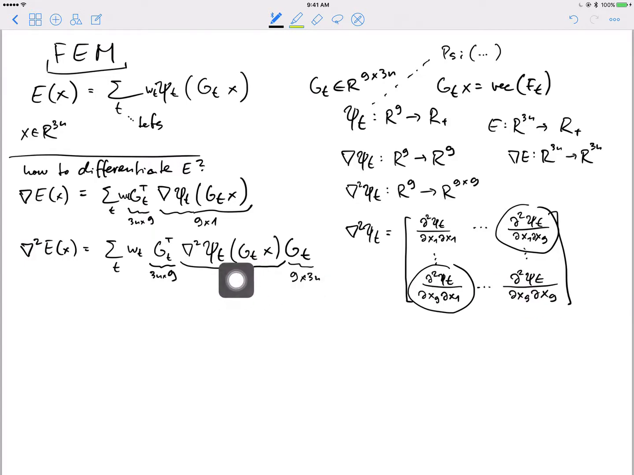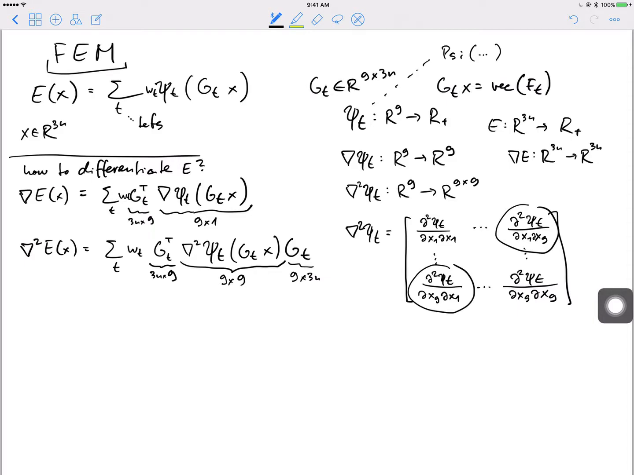So again, this is something you have to figure out for every single material model separately, because this of course depends on what exactly the energy is. But the good news is this is just a 9 by 9 matrix, okay? No matter how many elements in your simulation you have, so that's kind of good. And again, the dimensions kind of work out, right? Because if you put it together, this is a 3n by 3n matrix. So if I sum 3n by 3n matrices, I also get a 3n by 3n matrix.